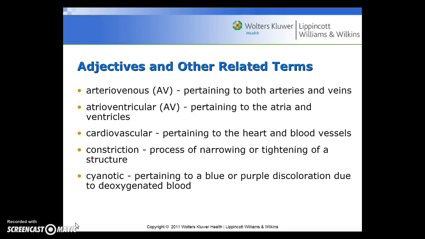Arteriovenous or AV is pertaining to both the arteries and veins. Atrioventricular or AV is pertaining to the atria and the ventricles. Cardiovascular is pertaining to the heart and blood vessels. Constriction is the process of narrowing or tightening of a structure. Cyanotic is pertaining to a blue or purple discoloration due to deoxygenated blood.